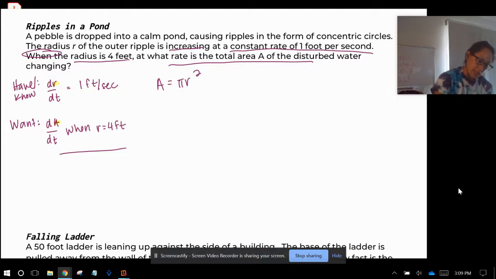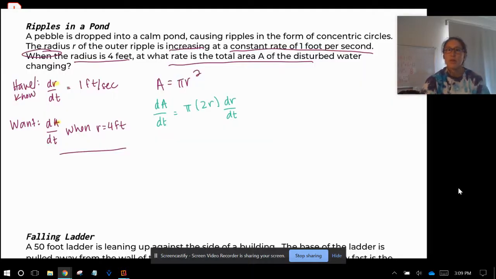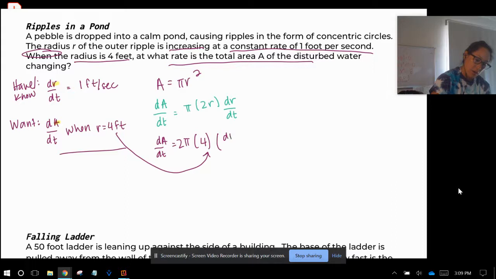And I see that I need to take the derivative. So we want the derivative of A with respect to t, times pi times 2r dr/dt, implicit differentiation. Remember, we're taking the derivative with respect to time. Okay, so I have dA/dt is equal to 2 pi times the radius that I want to evaluate, times dr/dt, which we know as 1.